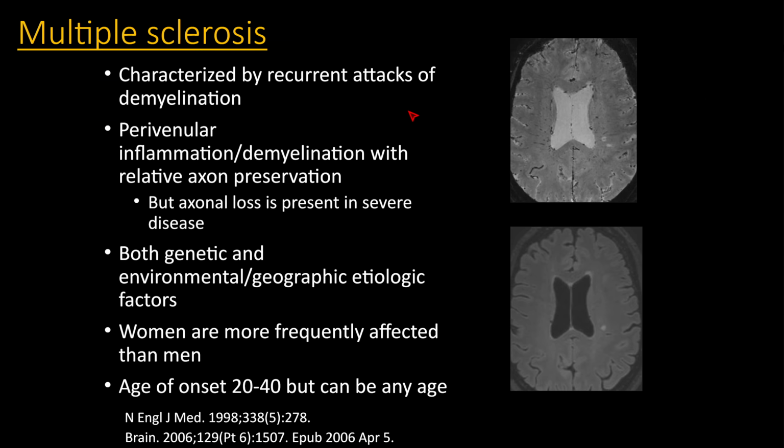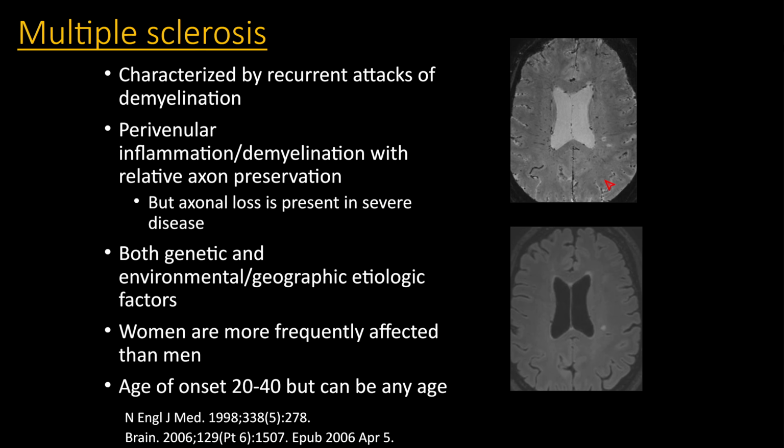So next we'll talk about multiple sclerosis, which is by far the most common non-small vessel white matter disease you're going to encounter. This is the most common of the demyelinating conditions, and probably, in neuroimaging, one of the most common indications for imaging. It's characterized by recurrent attacks of demyelination, with perivenular inflammation and demyelination, and axons are typically preserved. It's just demyelination. But of course, it's not entirely true because in severe disease, you tend to start having axonal loss.